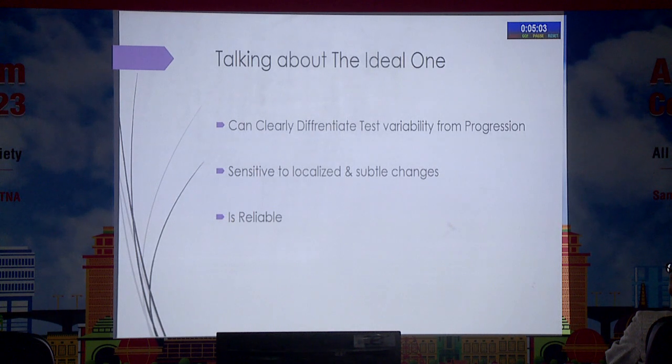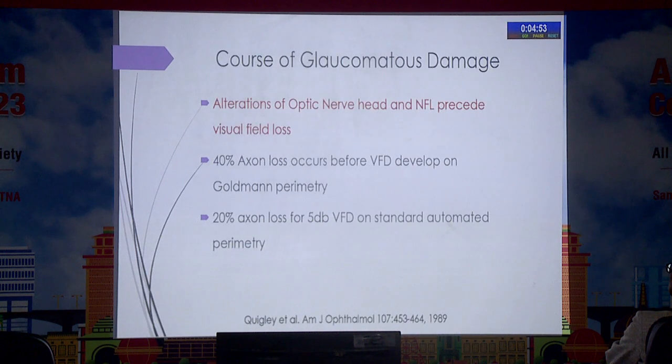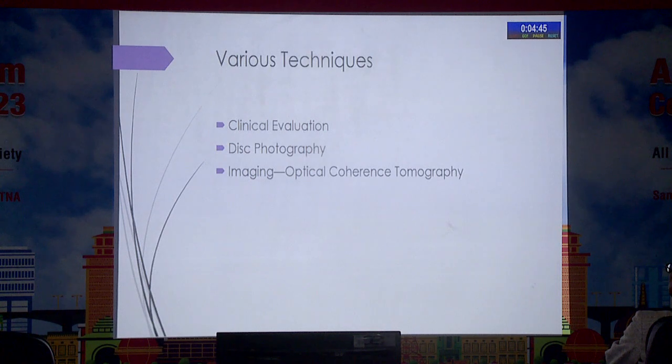So let's talk about the ideal test. What could it be? One which can clearly differentiate test variability from progression and is sensitive to localized subtle changes. Because as we all know, in glaucoma, when it comes to damage, the first thing affected is the RNFL, then the disc, and last come the visual field defects. So out of the different techniques, today we are going to talk about imaging, that is, OCT detecting the progression.